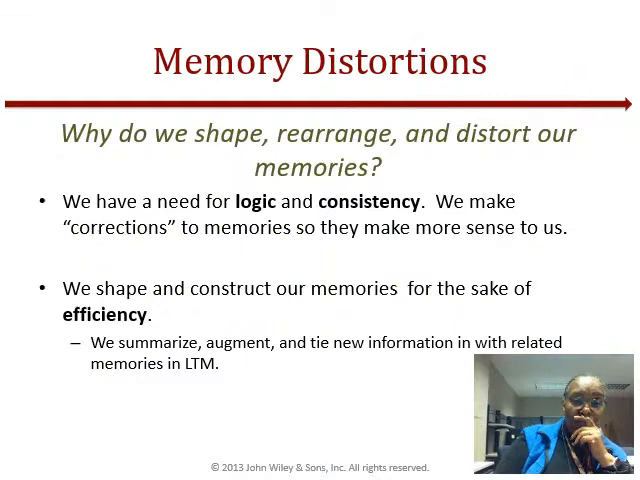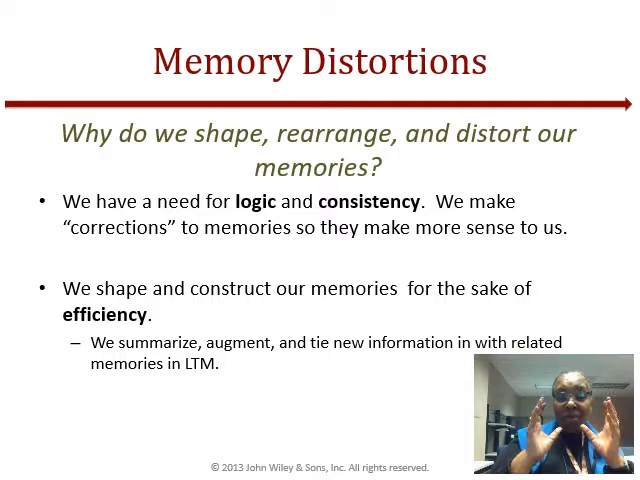So memory distortions. We attempt to try to shape our memories, we'll rearrange it, and sometimes we'll distort it if it's good for us as far as being able to take it in. We'll rationalize, and usually it's a lot of us trying to make logic or making things steady when we're trying to remember or recall something. So we may tend to make corrections so it makes more sense to us. So we would try to shape or construct our memories for the sake of efficiency. That meaning, for the sake of the argument, I'm going to tie all the information in to the best of my ability to make sure that this fits my schema, my needs.